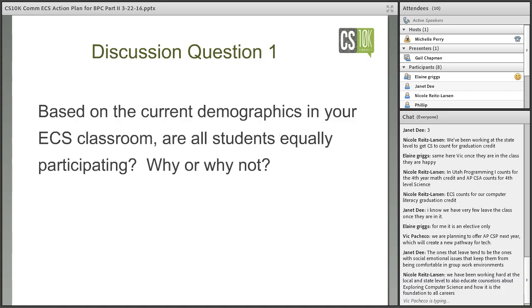So we've already moved into this conversation, I think, with the recent discussion about those students who are already uncomfortable with group work environments and how we might work with them. But let's take a step back and think about the students in your class. Some of you work with more diverse populations than others, and we focused on girls, and maybe for your environments, that's the primary underrepresented demographic. But think about your classes broadly: are all students participating equally? If so, why do you think that is? And if not, why not?